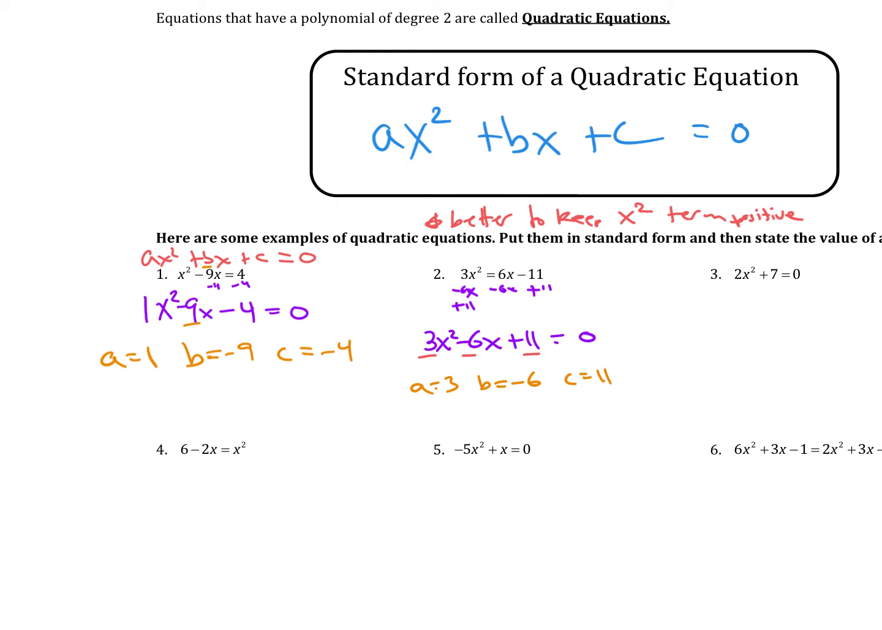In number 3, ooh, it's already equal to 0. Great. But there's no x term. So what we do is we've got that ghost term again. 2x squared plus 0x plus 7 equals 0. We don't really write it normally, but just to think about it, like what is the value of the b in front of x? It's going to be 0. So we would say a equals 2, b equals 0, c equals 7. So if you don't have a certain term, the a value, the b value, or the c value becomes 0.